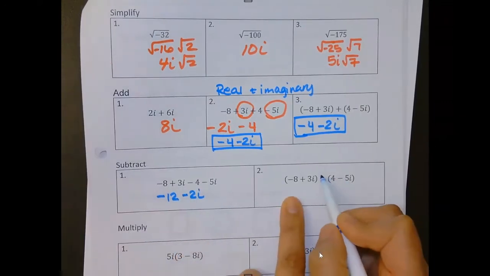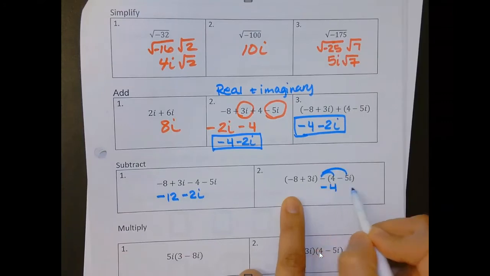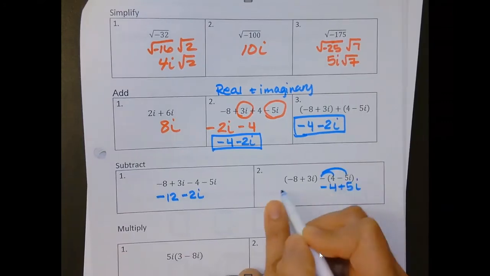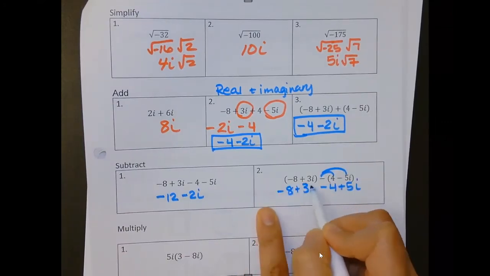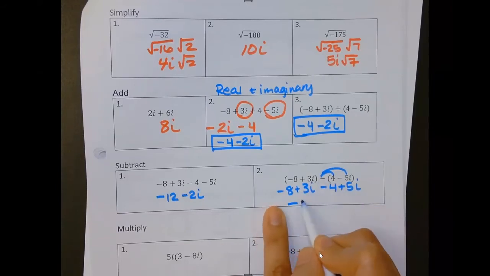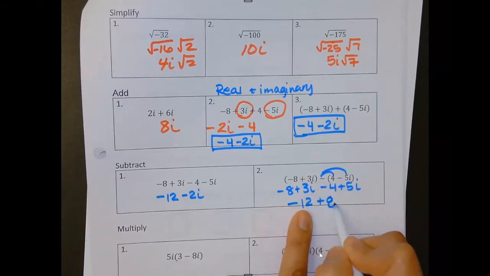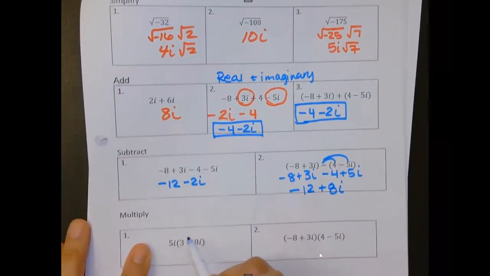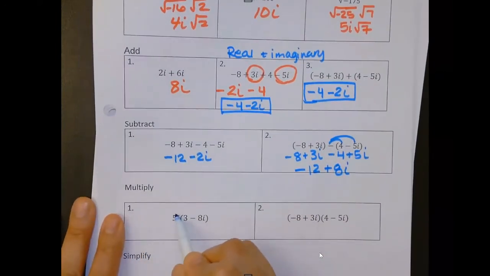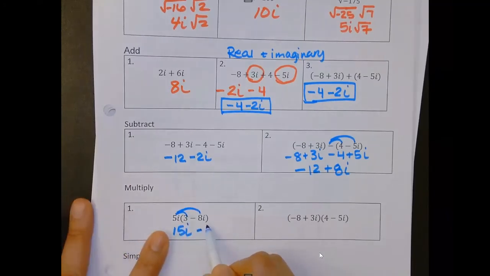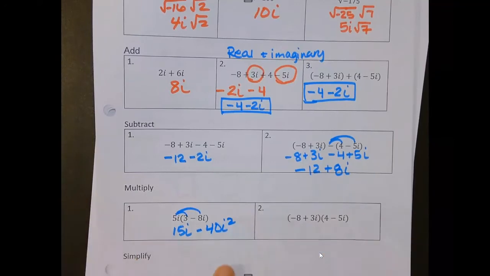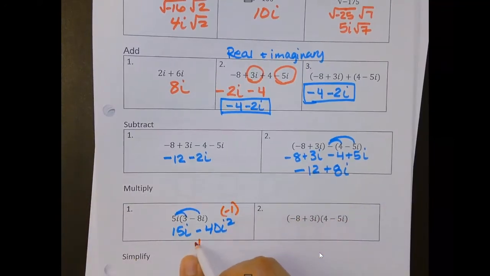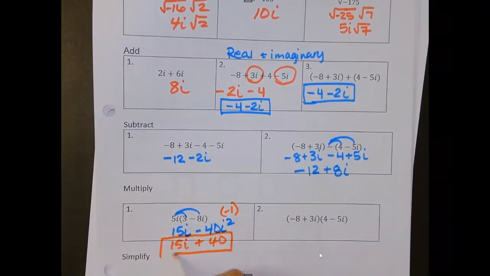This one, you are distributing that. So that's a negative 4, a positive 5i. Real negative 12 plus 8i. Multiply this out. The only rule is when you have an i squared, that's really a negative 1. So that changes this into a positive 40. And nothing else combines, so you're good.